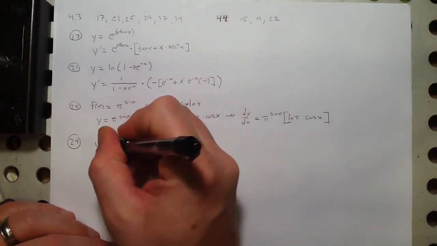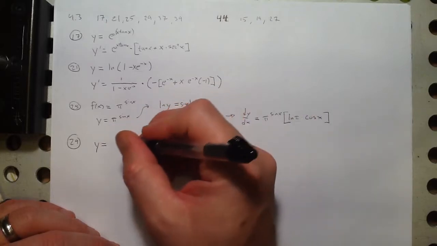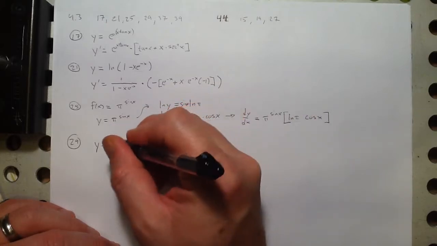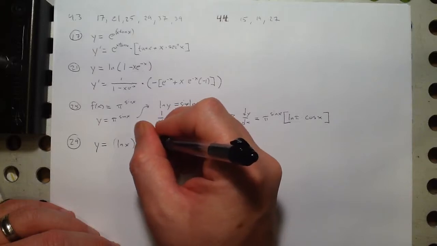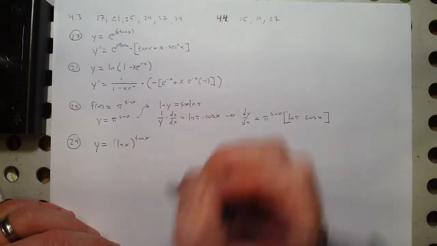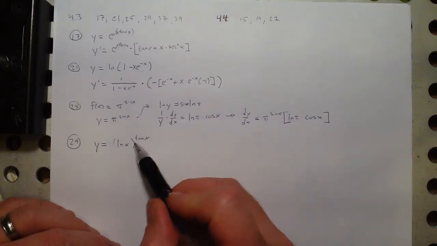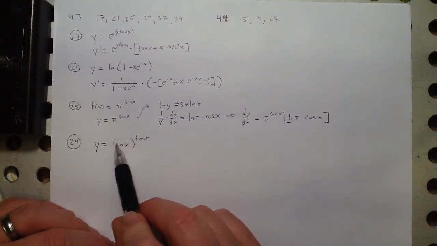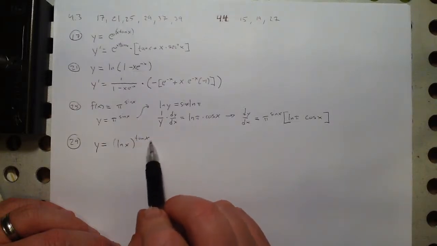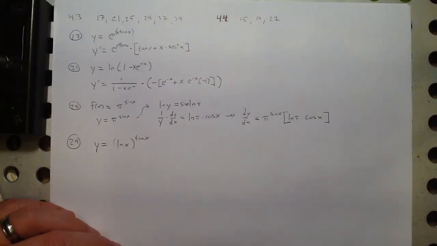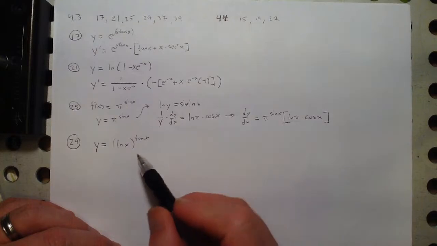Y equals natural log of x to the tangent x power. Now, when you have something happening with x's to the something happening with x's power, then you have no choice. You must do logarithmic differentiation.